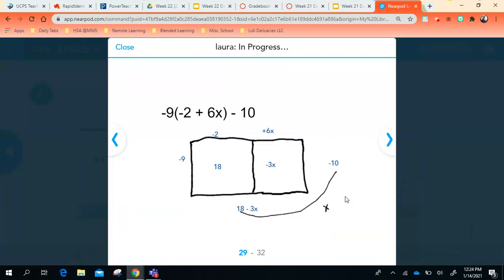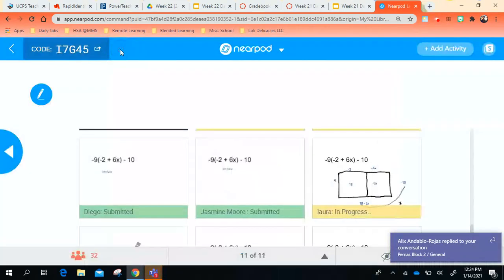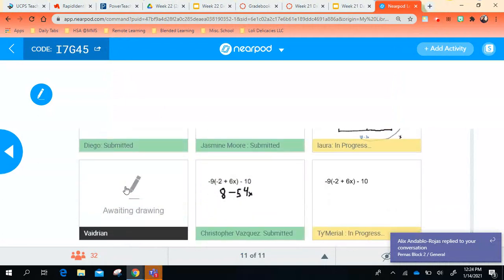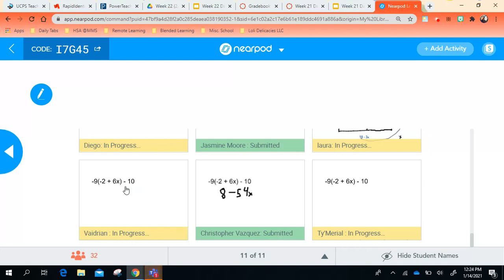Yes, you can. Laura, I need you to check that second box. You divided instead of multiplying. Alex, you're going to have to give me a second because I'm checking people's exit tickets. Christopher, that looks good. You can start your classwork.